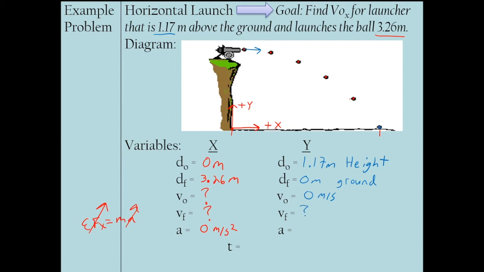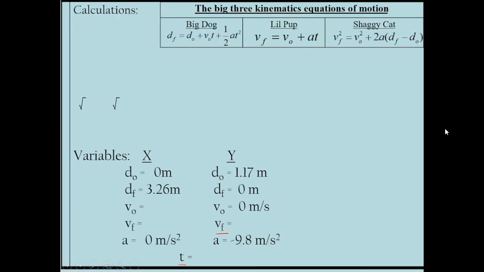Our final y velocity is unknown because we don't know how fast this ball is going to hit the ground here. And our acceleration in the y is just negative 9.8 meters per second squared because gravity is accelerating it in the air. Lastly, our time is also unknown because we don't know how long that ball is in the air for. So looking at our variables, we can see that we have 4 variables on the y side, meaning that we're going to use the y to start off, and we're going to start by finding out our final velocity in the y direction.